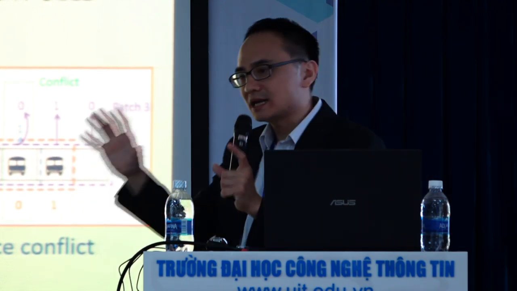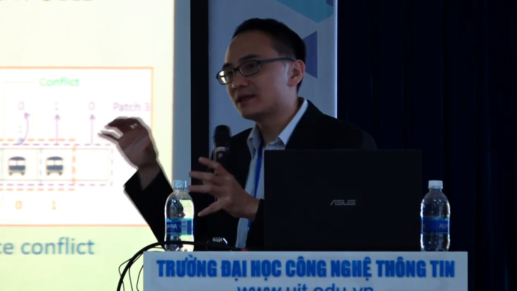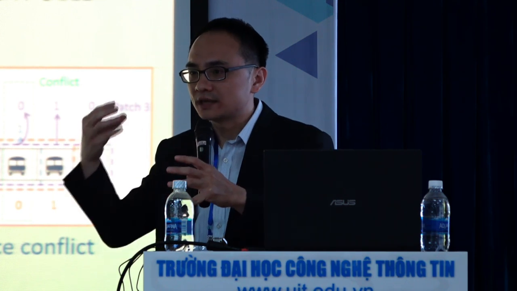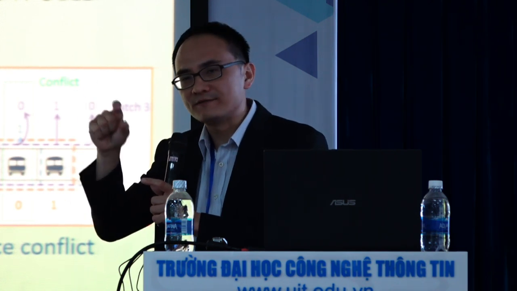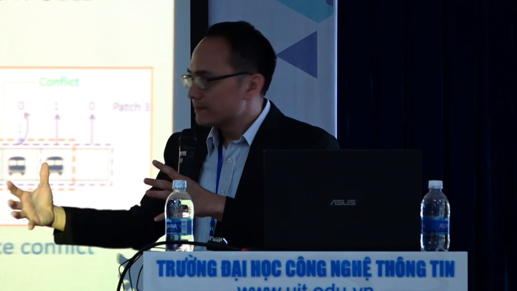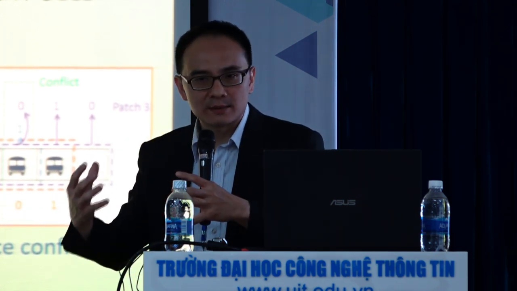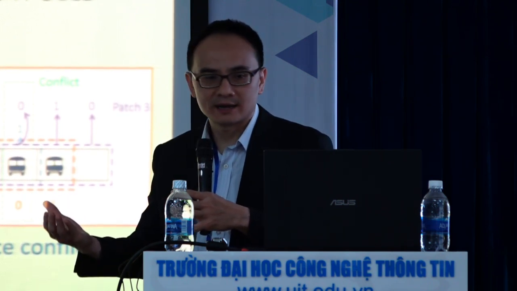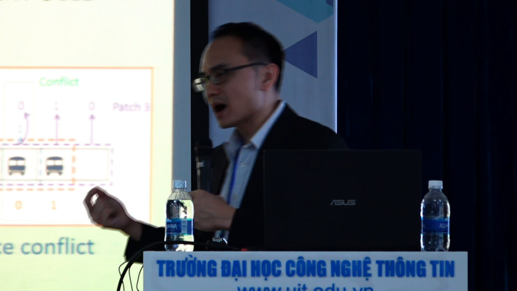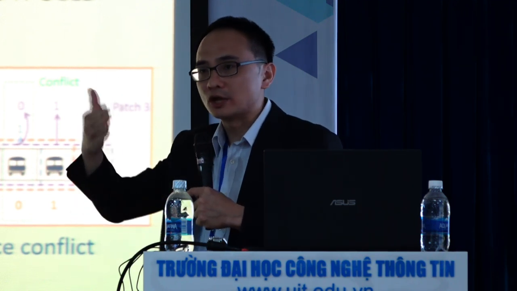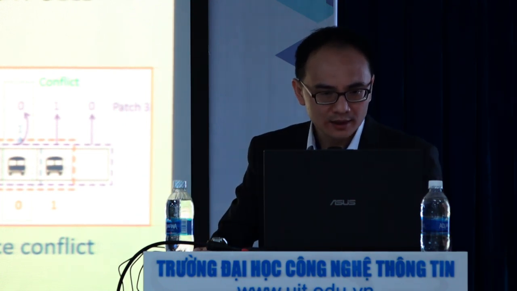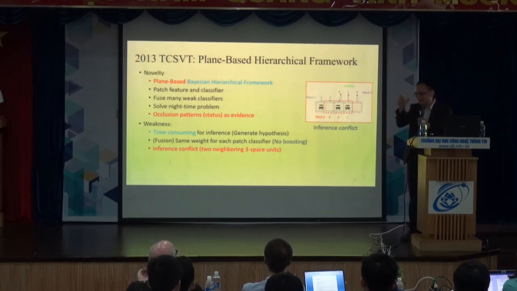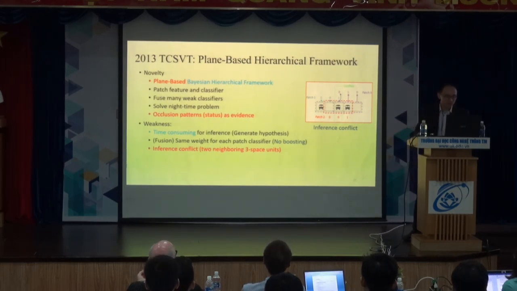Besides, when we fuse multiple weak classifiers, we give every classifier an equal weight. But different patches are at different locations, right? And different small patches have different confidence, different information. If you fuse them in the same way, maybe the final result is not perfect. So we thought about whether it is possible to evaluate the importance of each space, of each patch, and also to improve the speed. And in this work, when we do this three-space unit and then move to the next one, we always have a conflict problem, but in this work, we don't mention it.